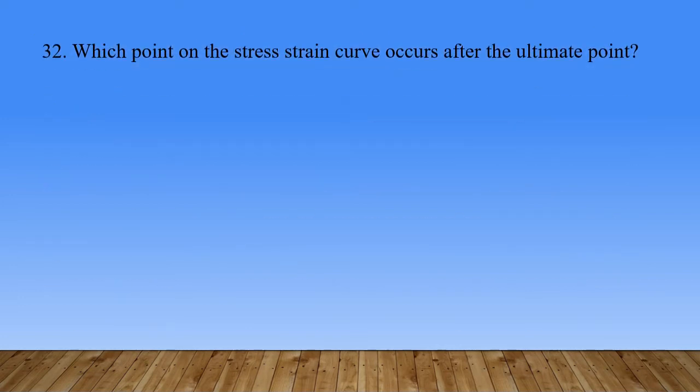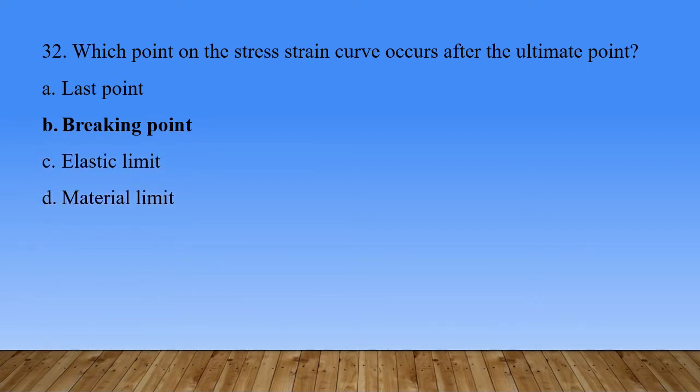Question number 32. Which point on a stress strain curve occurs after the ultimate point? Option A, last point. Option B, breaking point. Option C, elastic limit. Option D, material limit. The correct answer is option B, that is breaking point.